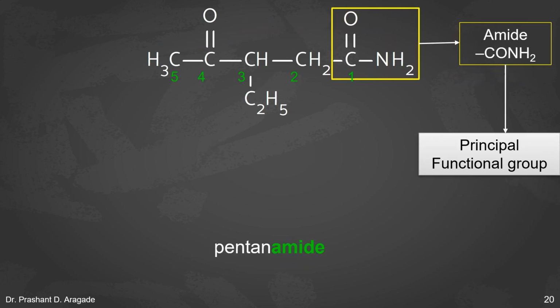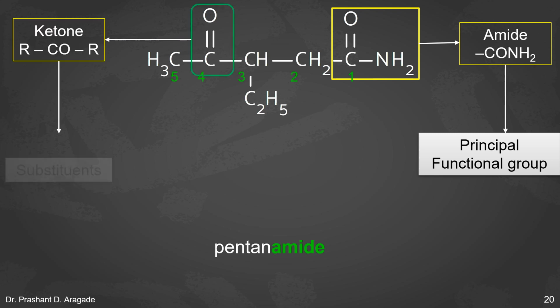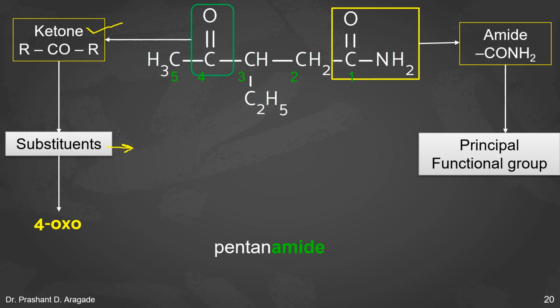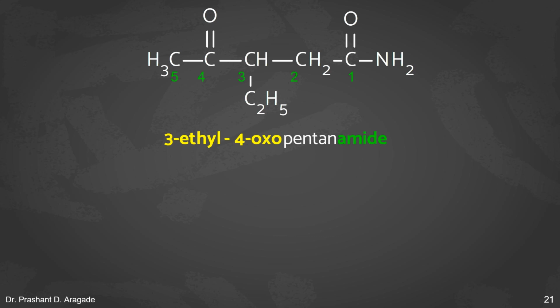Now, just give the names of the substituents. So here is one of the substituents, that is ketone functional group. As it is considered as substituent, you have to use its prefix, that is 4-oxo. 4 is the position of that functional group, and another substituent is the ethyl present on the 3rd position, so name is 3-ethyl. So you have to arrange the names of substituents according to alphabets. Hence the name of this compound is 3-ethyl-4-oxopentanamide.